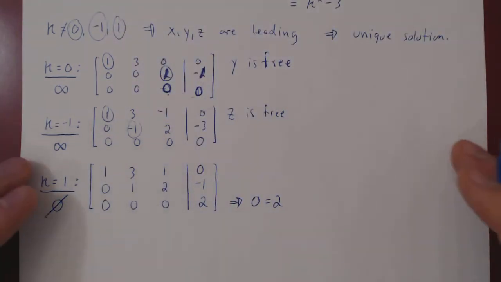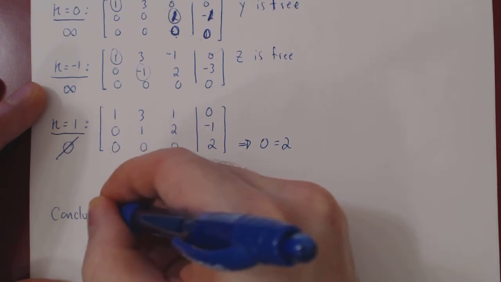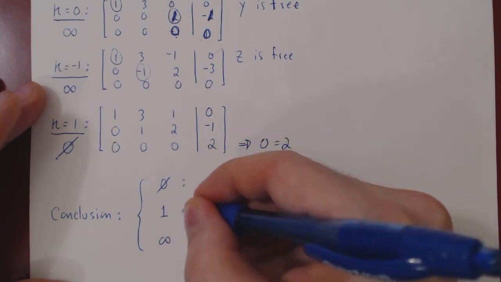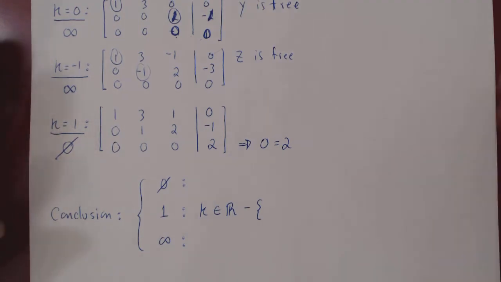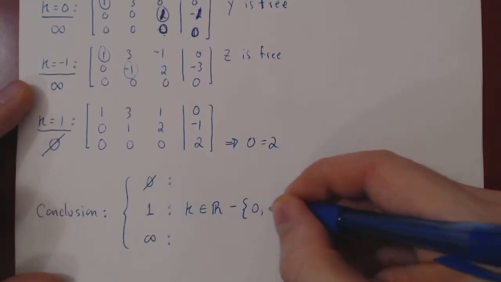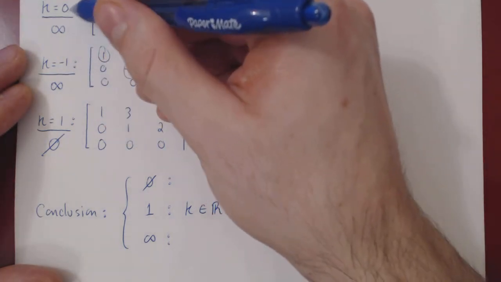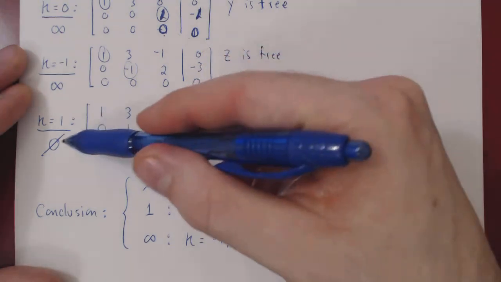And now we're done. We can finally write a proper conclusion: when the system has no solution, a unique solution, or infinitely many solutions. The system has a unique solution for any real value of k except for the three exceptional values, which are 0, -1, and 1. And this is the case because for any value of k other than these three, we have three leading ones, three variables, all variables are leading, therefore a unique solution. The system has an infinite number of solutions when k equals 0 and -1. And the system has no solution when k equals 1.